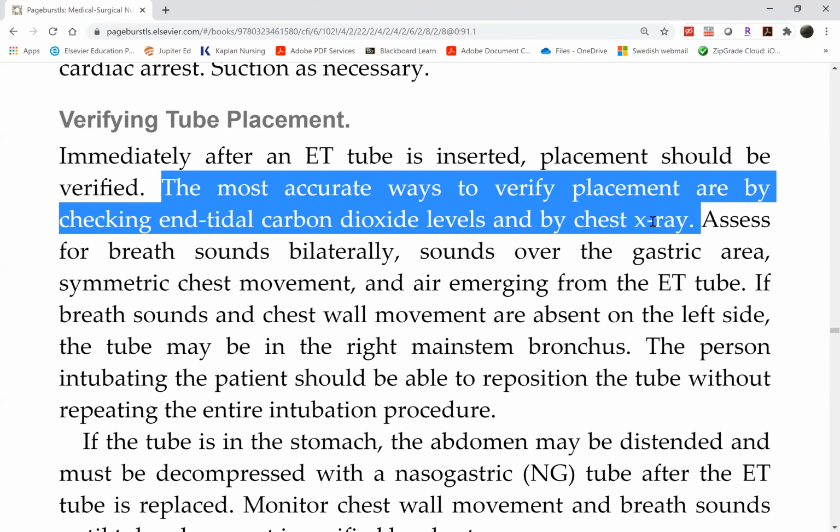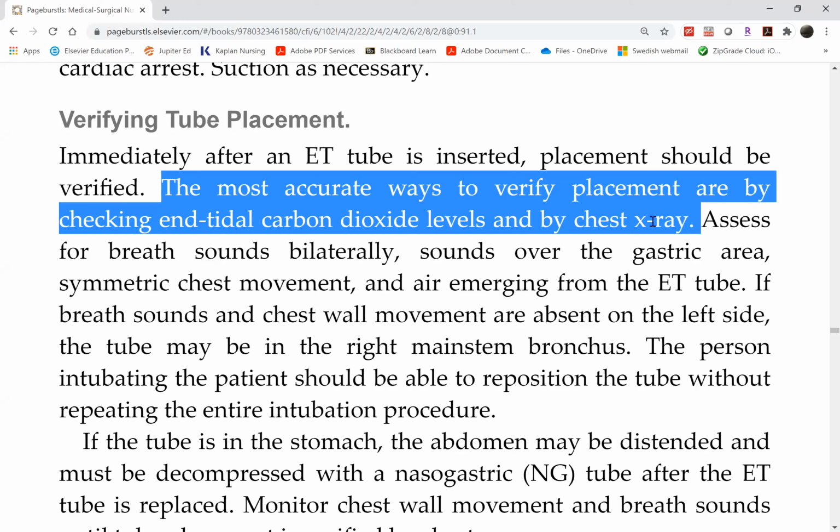Because remember, the x-ray is only one plate. It's a flat plate x-ray. We did not take the x-ray from the side. So when we take an x-ray, the tube will show up, but we don't know, is that tube in the esophagus or is that in the trachea? There's no way to know. All it will tell you is where is the tip of the tube. So that's where you need the x-ray, to see where is the tip of the tube.